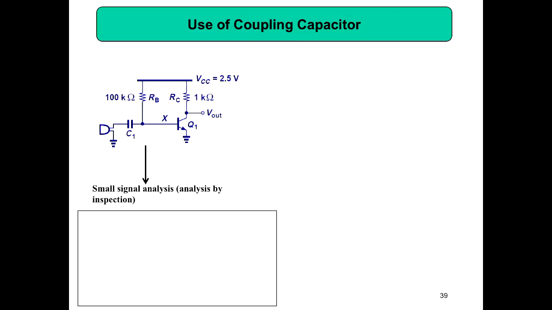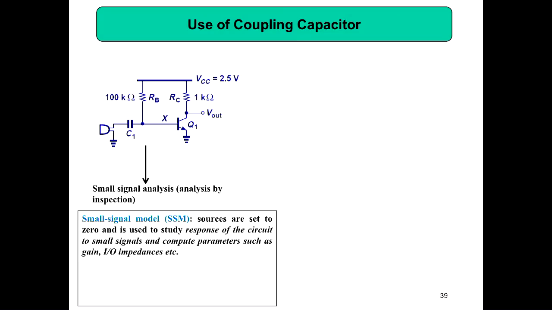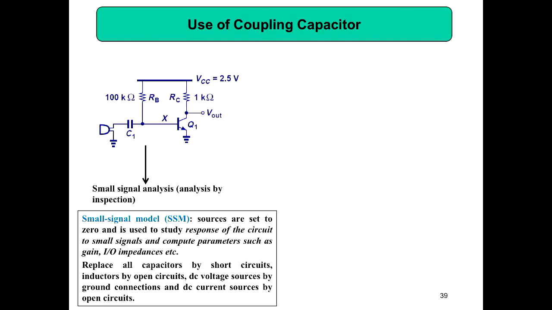The small signal, which we already discussed: what is small signal? In the small signal model, sources are set to zero, and it is used to study the response of the circuit to small signals and compute parameters such as gain and output impedance. It means we are studying the response of the circuit with respect to a changing signal. Then we will be putting capacitors short. We already studied constant voltage sources; we will be grounding them. Replace all the capacitors by short circuits, inductors by open circuits, DC voltage sources by ground connections, and DC current sources by open circuits. Then we can get the small signal voltage gain.